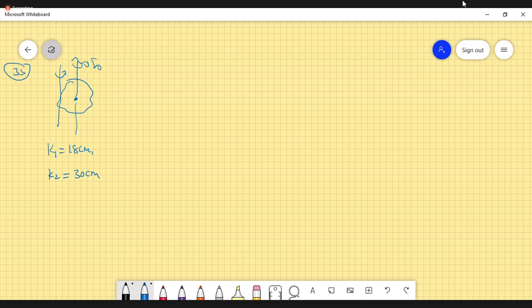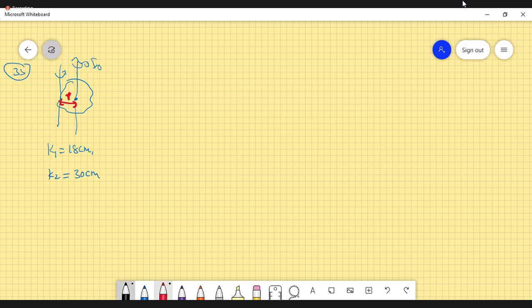About a parallel axis to the first axis. Then the perpendicular distance between two parallel axes is... What is the perpendicular distance between two parallel axes? So this distance, r, you have to calculate.